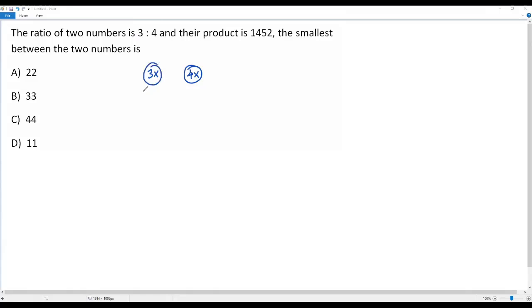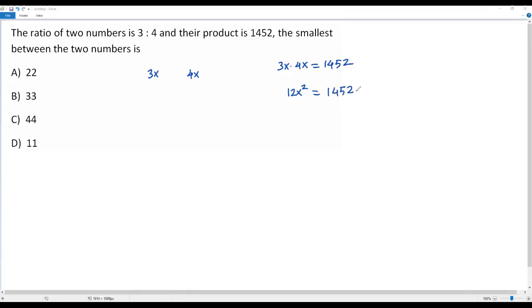Okay, now I got the two numbers of the ratio, and there is an information, that is their product is 1452. That is when I multiply the two numbers 3x and 4x, that is equal to 1452. That is 3x times 4x equals 1452. Here 3 times 4 is 12 and x times x is x square. Then we get 12x square equals 1452.